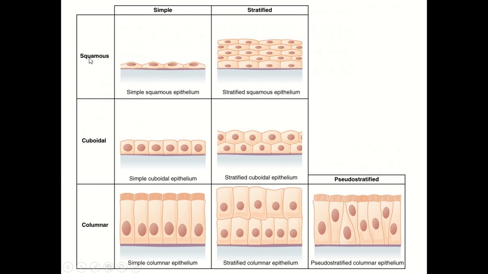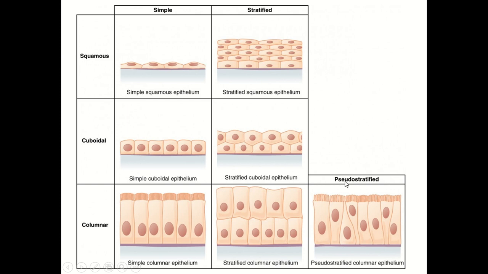So this is squamous. As you can see, squamous looks like flat cells. Cuboidal looks like a dice, and columnar looks like a cylinder. So for simple squamous epithelium, simple means only one layer, so all you see here is only one layer of cells. Meanwhile, stratified squamous epithelium, stratified cuboidal, and also stratified columnar are made up of more than one layer of cells.